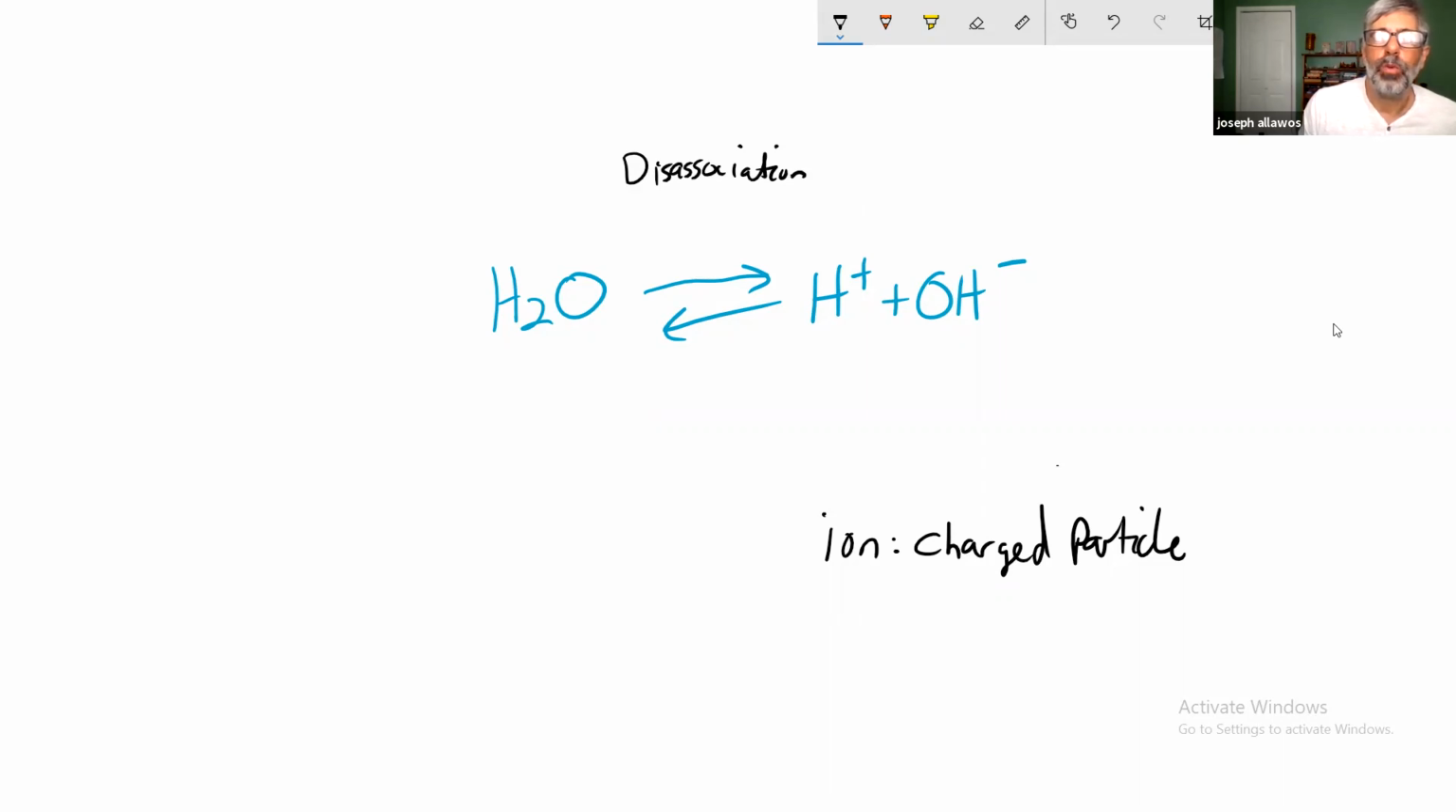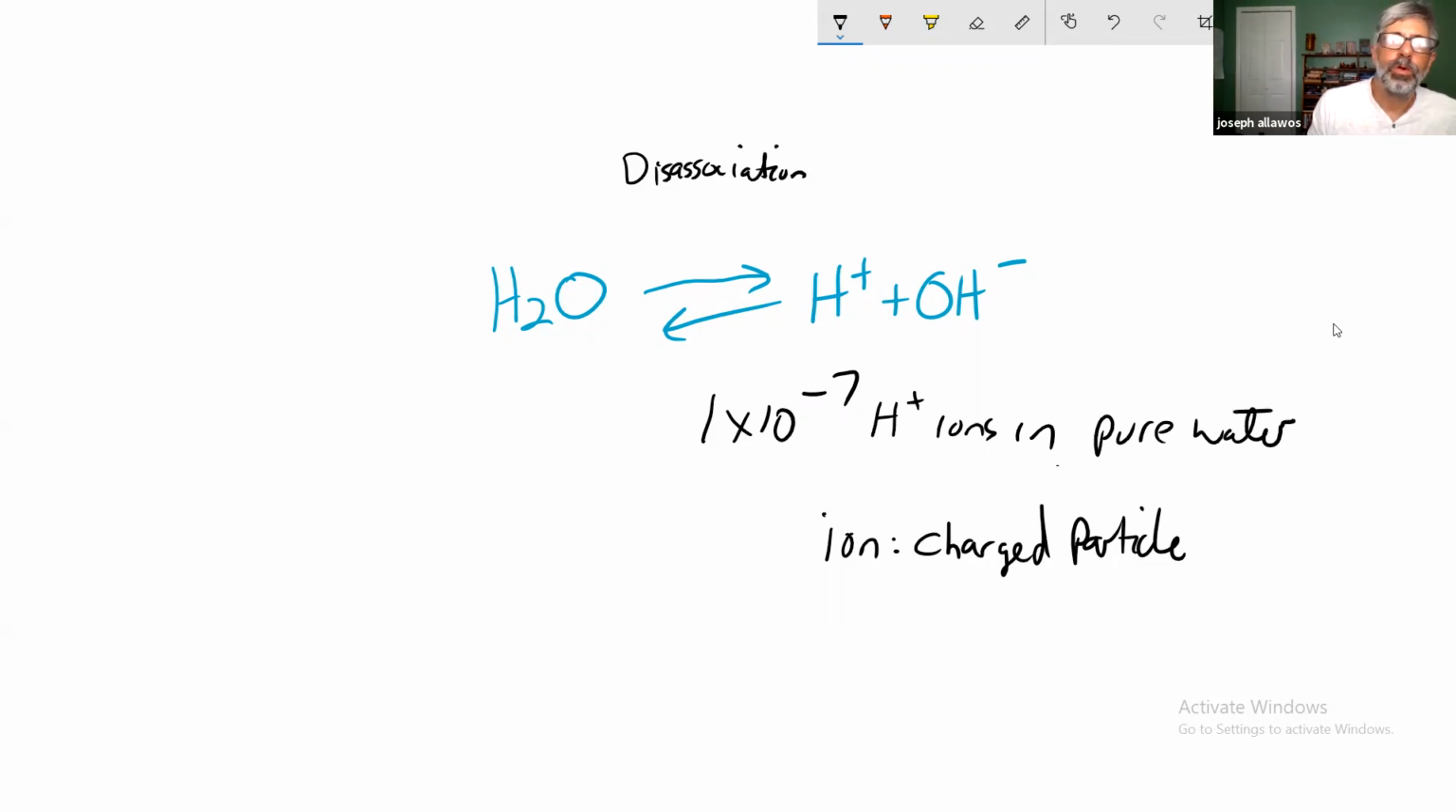Here's the thing. If we measure the concentration of hydrogen ions in pure water, the number that we get is 1 times 10 to the negative 7. That's a very small number, right? So what is pH a measure of? pH mathematically is the negative log of the concentration of hydrogen ions in solution.